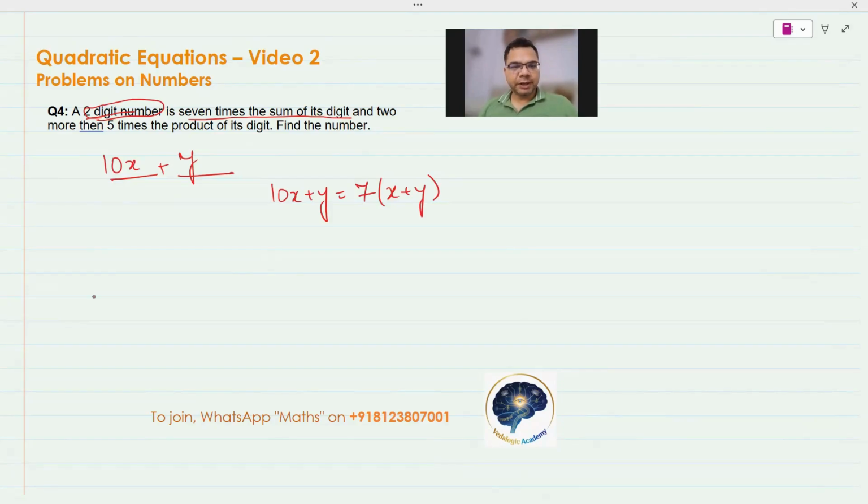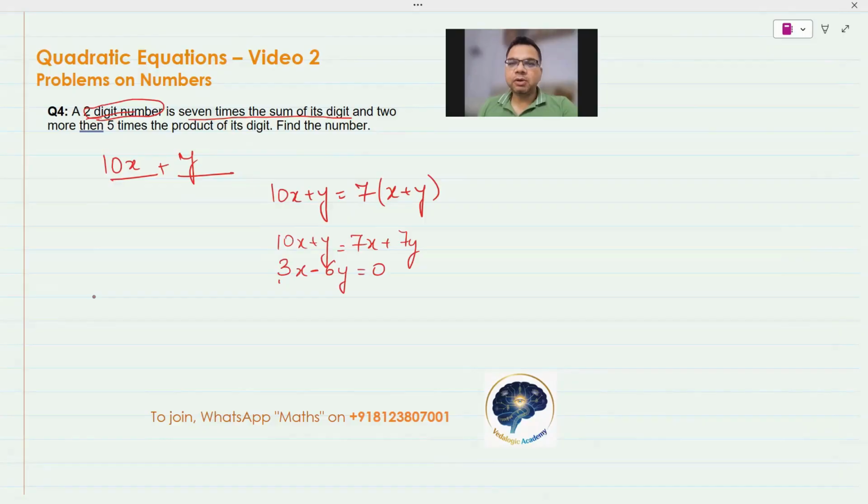So let's try to solve it first. Let's try to bring it to a simpler form. So it becomes 10x plus y equals to 7x plus 7y. What I'll do is I'll bring this to the left hand side, and this will become negative. So 10x minus 7x is 3x. Let me write it down. Plus y minus 7y becomes minus 6y equals to 0.